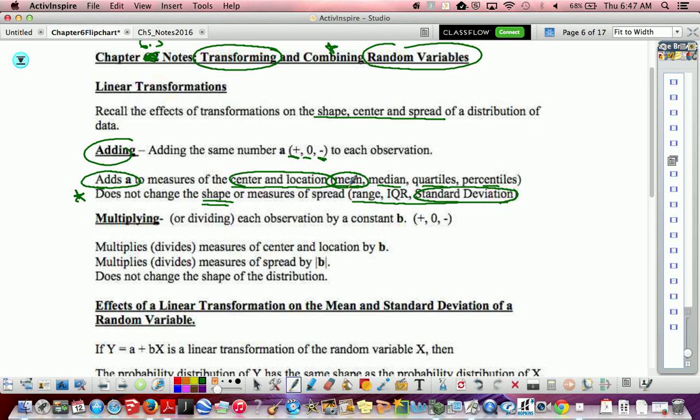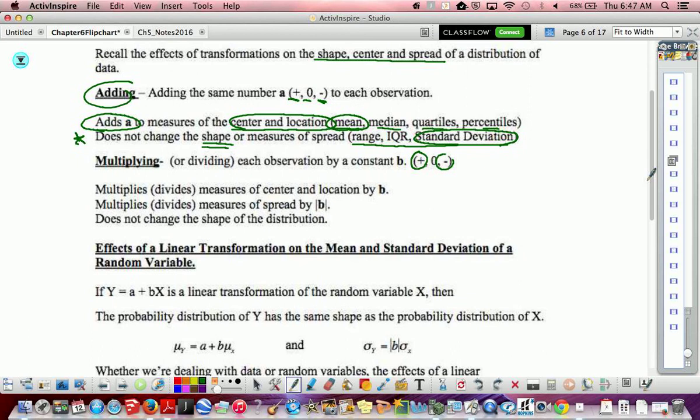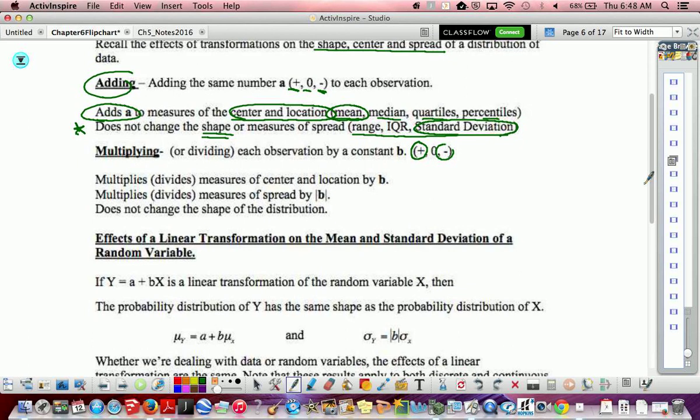Now, when multiplying, so that's where we multiply by a positive number or a negative number. I suppose there is 0 also, but that would just cause everything to be 0. It multiplies or divides the measurement of center, so it's going to change all these measurements of center up here. It multiplies the measure of spread by the absolute value of b, because spread needs to be a positive measurement. If you're multiplying by a negative number, you need to realize that a distance can't be negative, hence why it has those bars there for the absolute value.